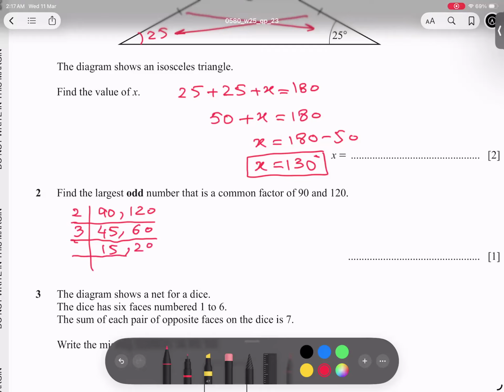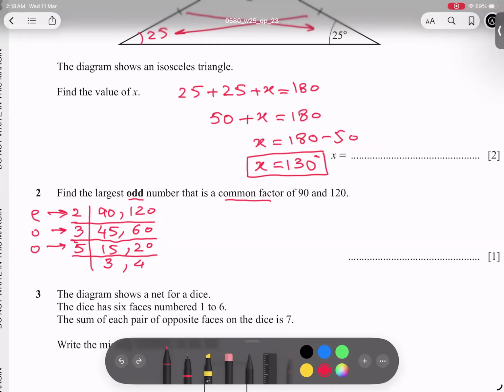Okay. Now I think I can go for another one. So table of not 3 now, 5 table. 5 threes are 15, 5 fours are 20. I cannot go further. And he said the largest odd number that is a common factor of both numbers. So this is an even number, this is an odd number, this is an odd number, but these are not common between both. So these three are common between both.